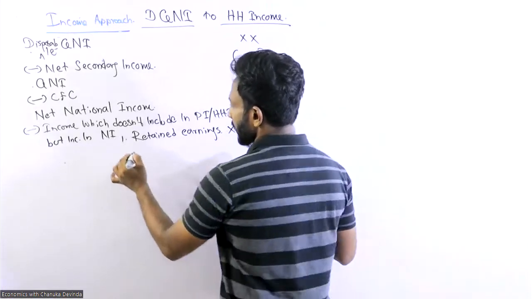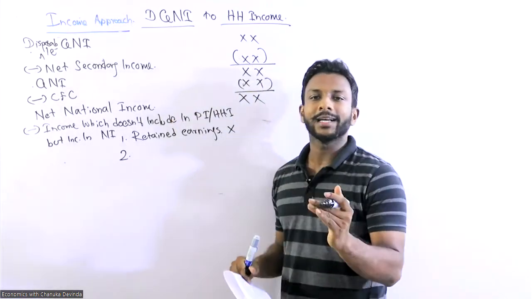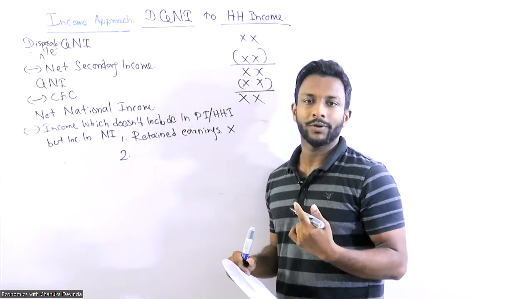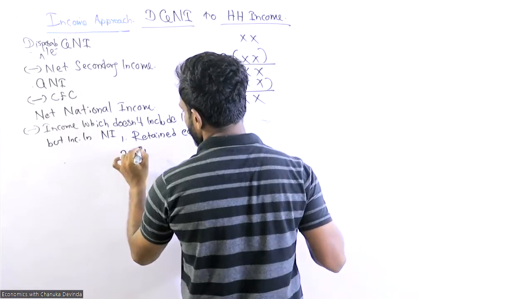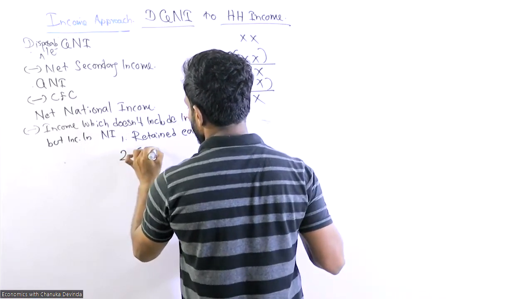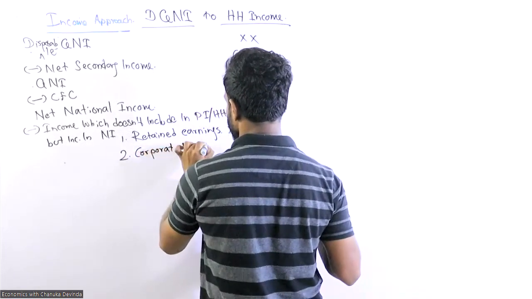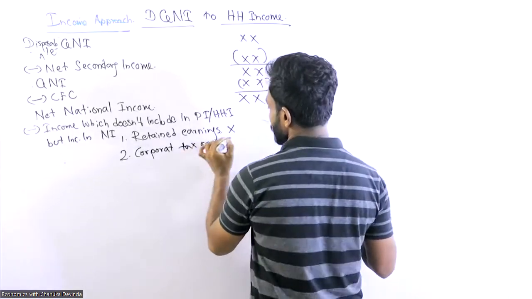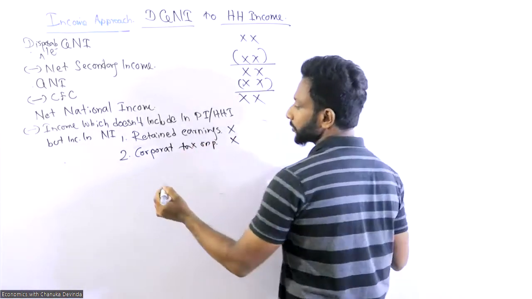Retained earnings. Second one, that something will remind you. What is it? Income or corporate tax, right? Corporate tax on profit, right? Corporate tax should be eliminated or should be removed.